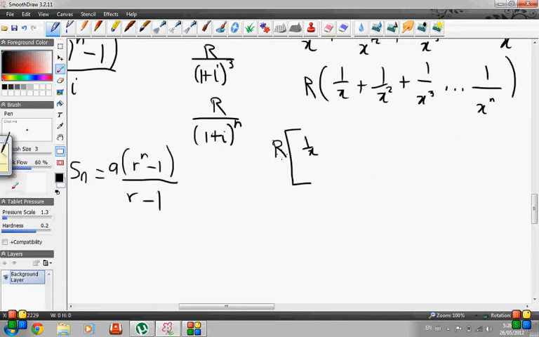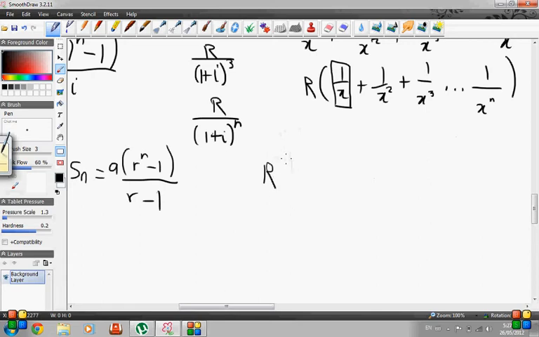The mistake I made was that R is not the a value, because if we look at our series here, we can see that the a value, the first term, is actually 1 over x, and R is just a coefficient. It's outside the series. So I'll just rewrite that formula so that it's correct. So R is simply the coefficient.